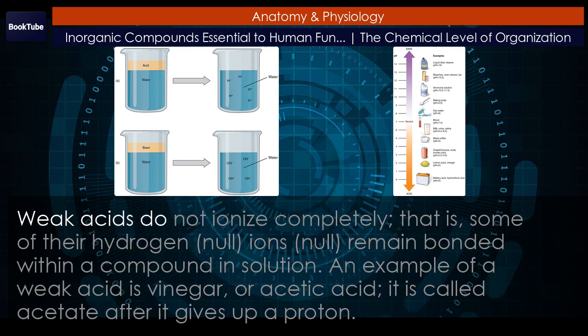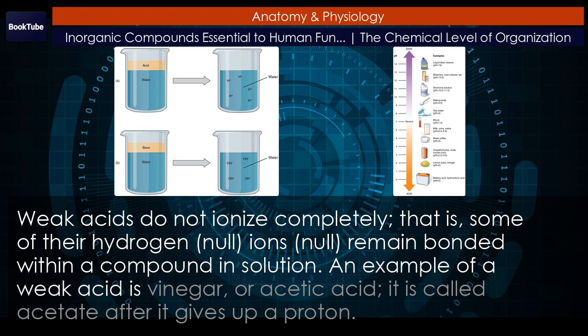Weak acids do not ionize completely. That is, some of their hydrogen ions remain bonded within a compound in solution. An example of a weak acid is vinegar, or acetic acid. It is called acetate after it gives up a proton.